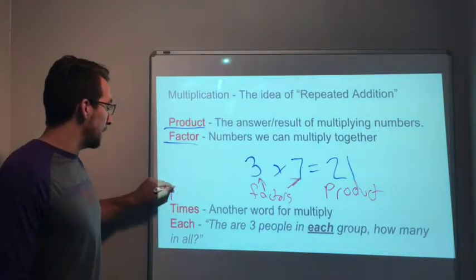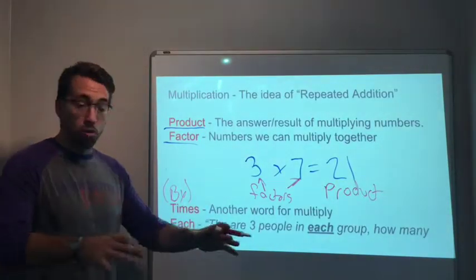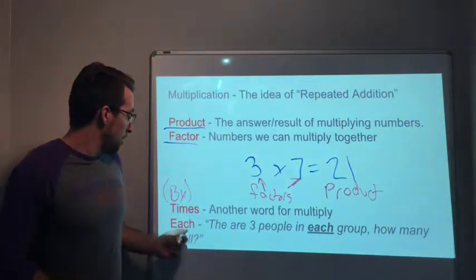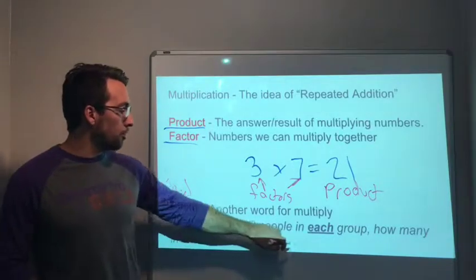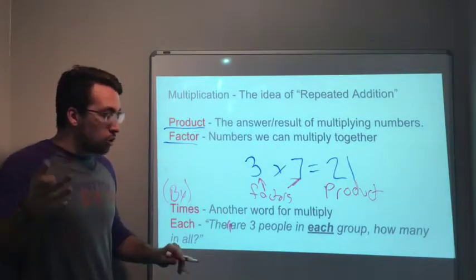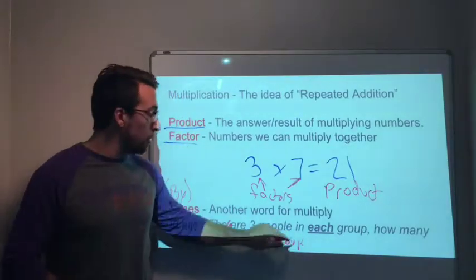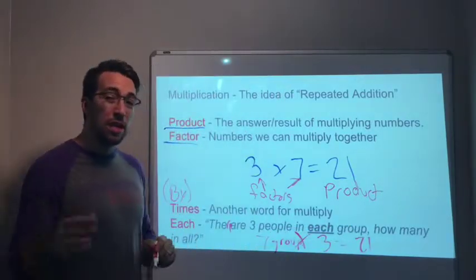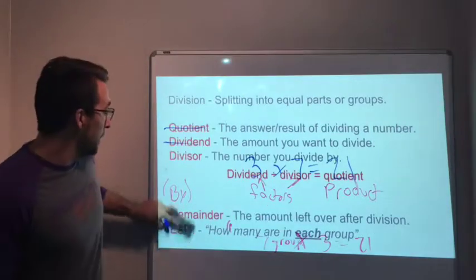So let's also add by. By is another word. A square 3 by 7 is going to have an area of 21. Each. There are 3 people in each group. How many in all? In each group, so let's say there's 7 groups. 7 groups and 3 people each. So 7 times 3 equals 21. So anytime you see each, it's going to be multiplication, or, as you see on the next page, it could mean division.